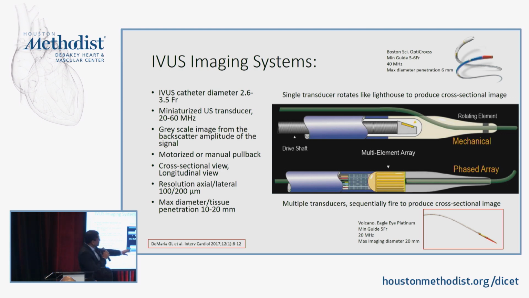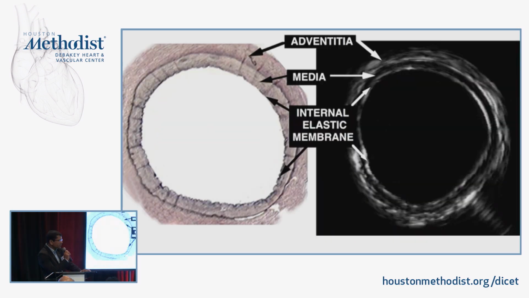The other one is a phased array, which we have in our cath lab. It has multiple transducers sequentially arranged around the circumference, and each transducer sequentially fires to create a three-dimensional circumferential view. The resolution of intravascular ultrasound is approximately 100 to 200 microns, which is not as excellent as optical coherence tomography, but is decent enough to provide good information about coronary anatomy.